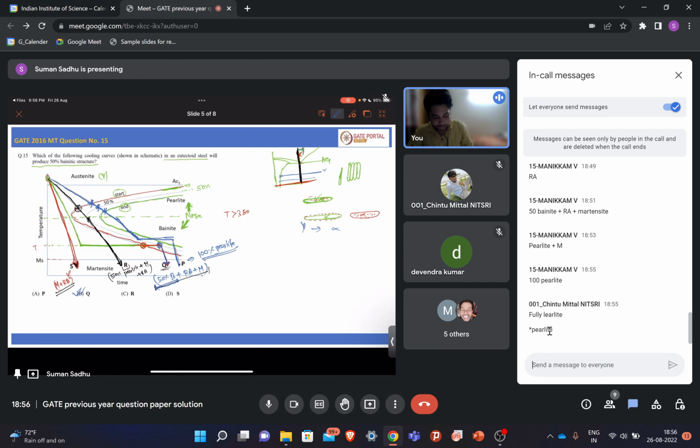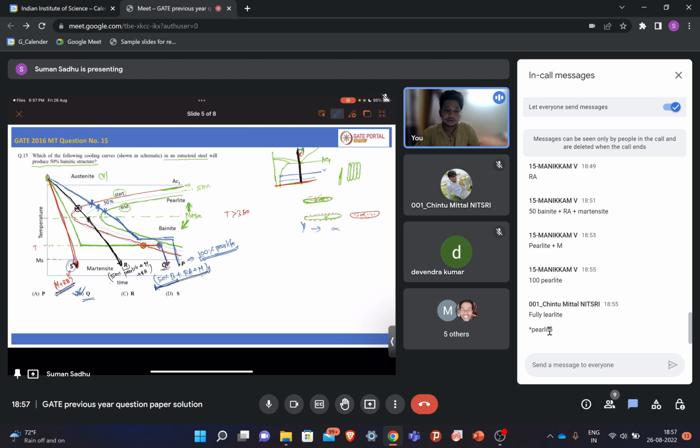Now you can see from the S cooling curve we will get martensite plus retained austenite. From the R we will get 50% pearlite, martensite plus retained austenite. From the Q you will get 50% bainite plus retained austenite plus martensite. And in the P, if we follow the P cooling curve, we will get 100% pearlite. So the correct answer is option B. That is, if we follow the Q cooling curve, it will produce 50% bainitic structure.